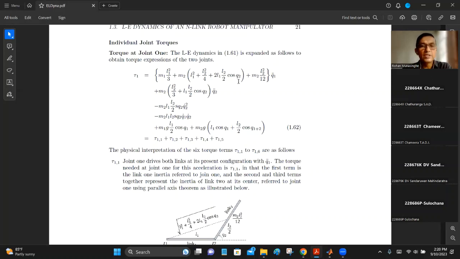So all of these terms are there for tau 1. So tau 1, joint 1 torque, is as complicated as this, as you can see over here, equation 1.62. Any questions up to now? Is everything clear?